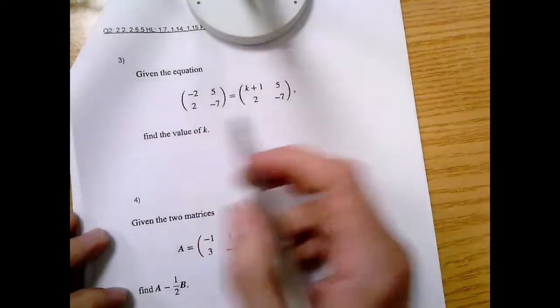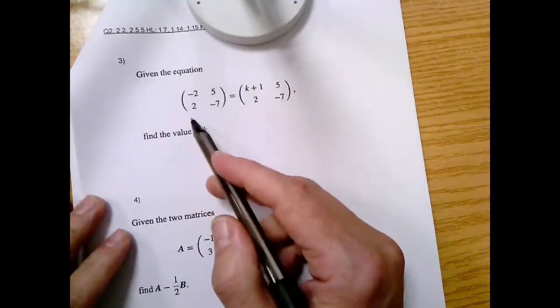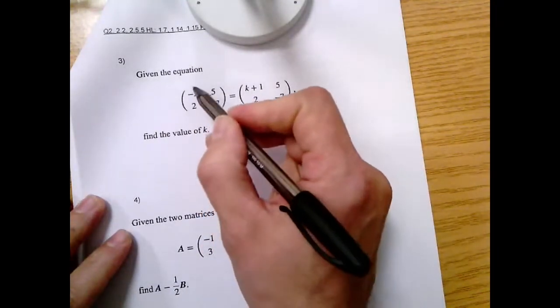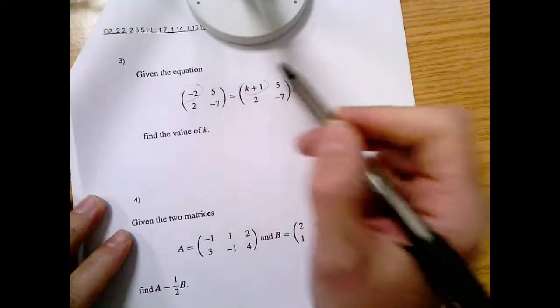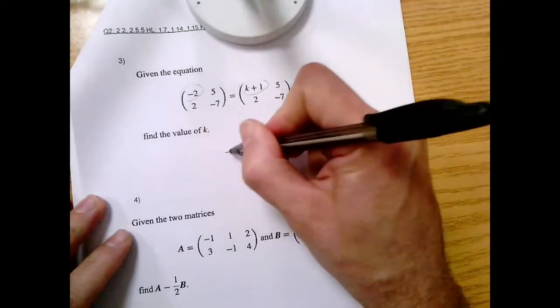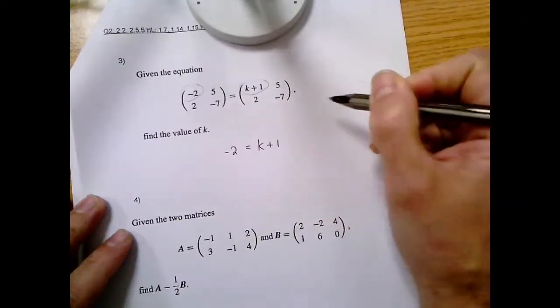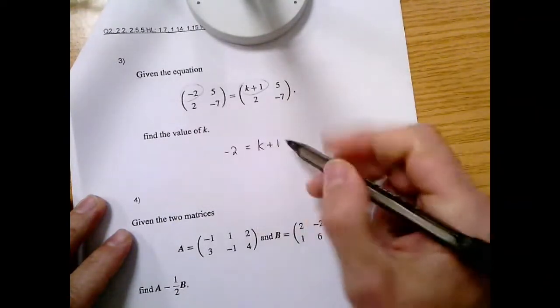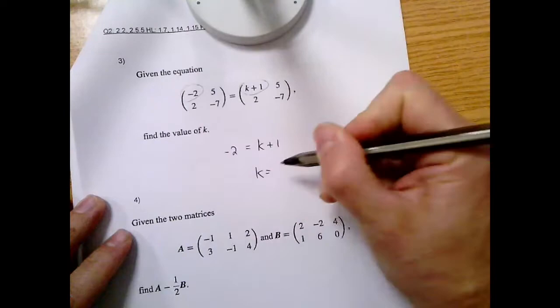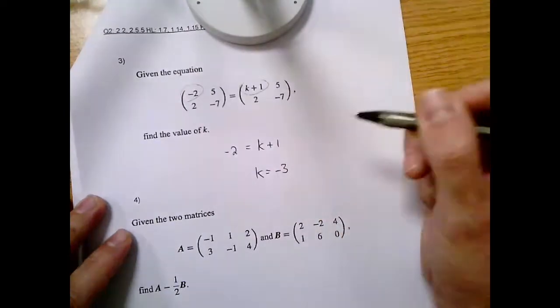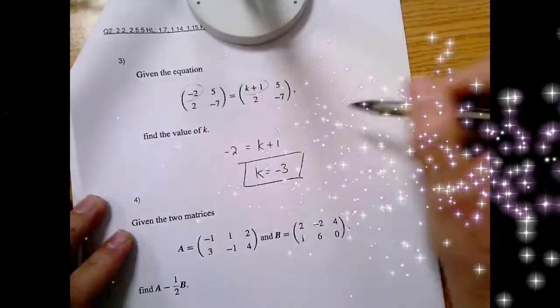So if these are the same, they're clearly 2 by 2s. If I'm looking for k, basically I'm in this position and I'm in this position, and I just say -2 equals k plus 1. That's all. Okay. Subtract 1 from both sides. K will be -3. Boom, you're done. Cool. Let's do the next one.